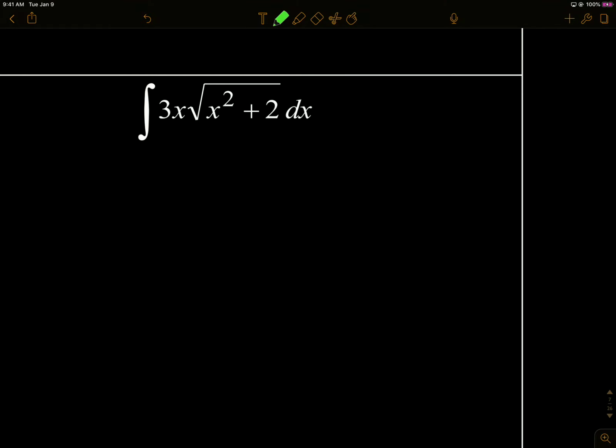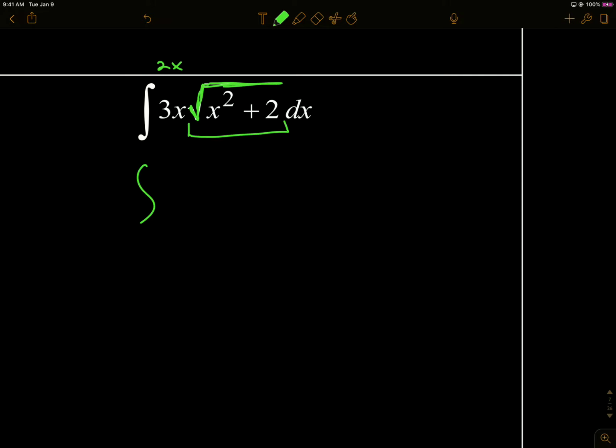All right, so here's one where I've got a composite function. The square root is the outer function. I'll highlight that in green. That's our outer function, our square root function. Our inner function is x squared plus 2. The derivative of our inner function is 2x. So we want a 2x there, not a 3x. So how are we going to deal with that?